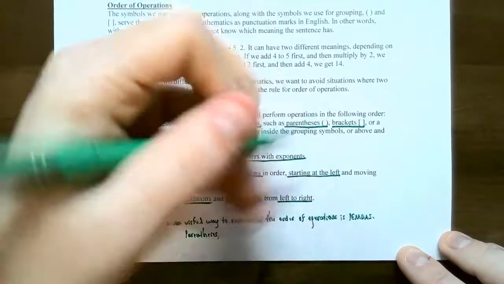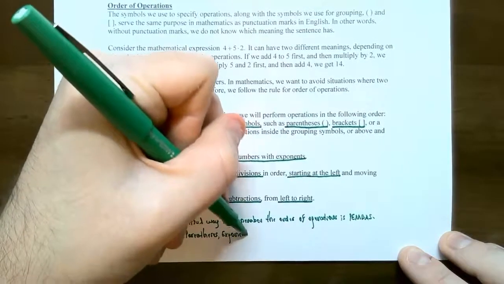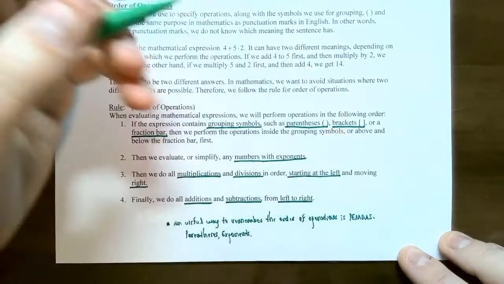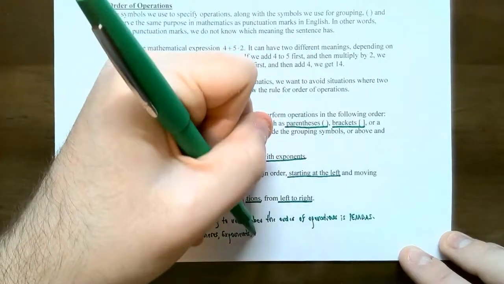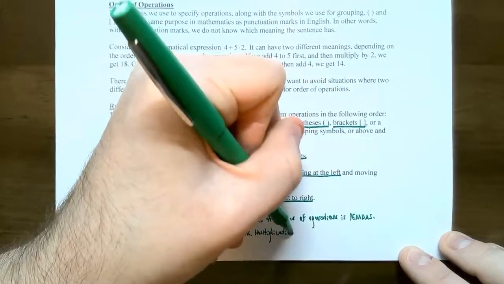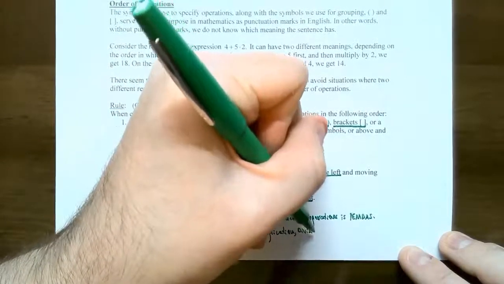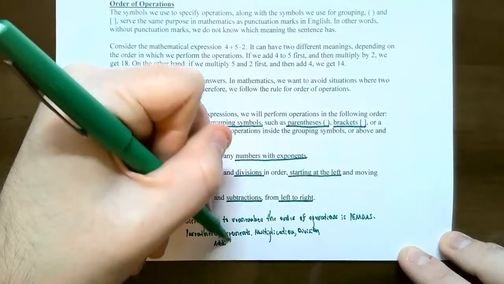Then you do exponents for the E. Multiplication and division. Now keep in mind, you could do division before multiplication as long as you do it from left to right. And then the A and the S, addition and subtraction. Again, also from left to right.